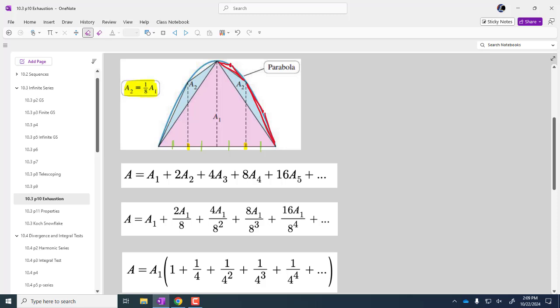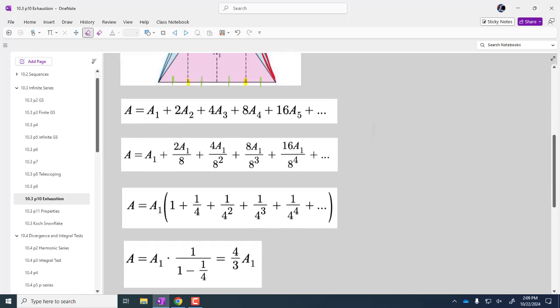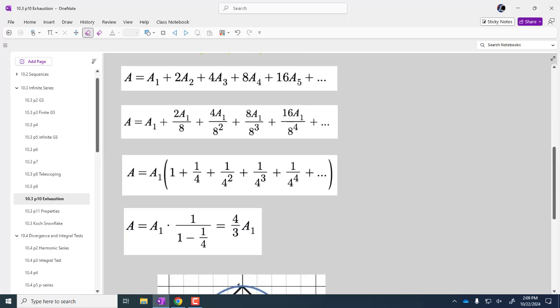You can show that at each stage, the next triangle is an eighth as big as the prior triangle. So the area of A sub 2 is an eighth the area of A sub 1. A sub 3 is an eighth the area of A sub 2, etc. So we're going to replace the A sub 2 with A sub 1 over 8. And then we're going to replace the A sub 3 with 1/8 of that. And then we're going to replace the A sub 4 with 1/8 of that, etc. And it creates a geometric series. So this tells us the exact area of that parabolic region.